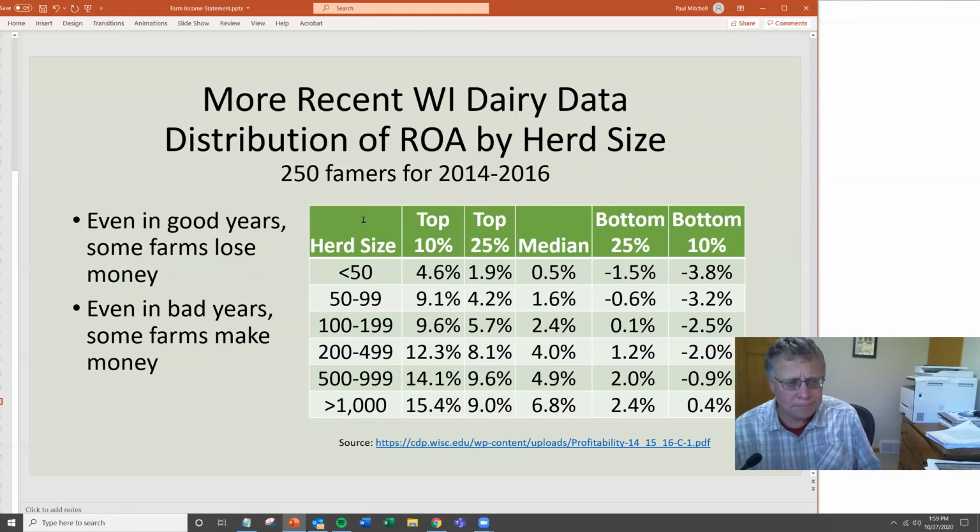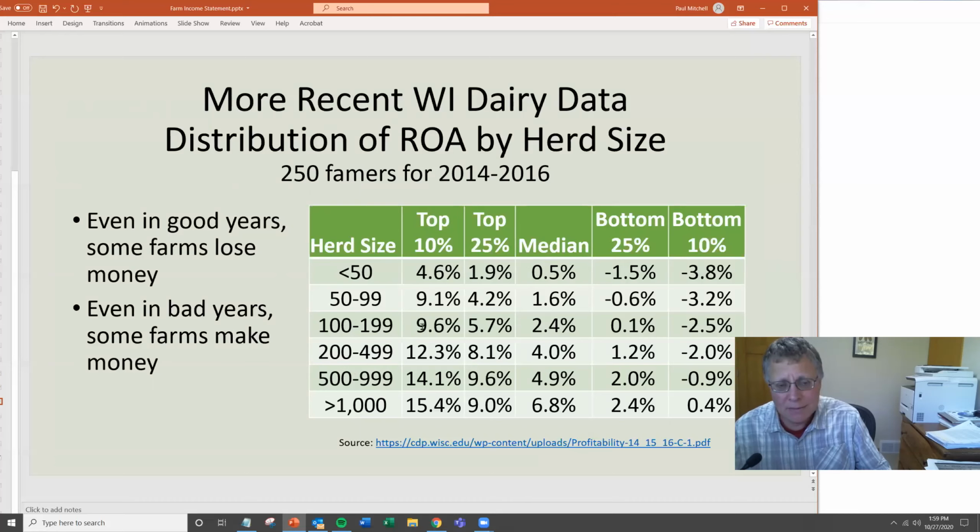Here's the distribution. We've got the top 10, top 25, the middle, and then the bottom 25 and 10%. So we're looking at the distribution by herd size. So, okay, it's been some rough years. I'm going to go back. Well, here, the median's right here. So take an average herd size, 100 to 200 cows, 2.4% is the median, pretty close to a sense of the average.